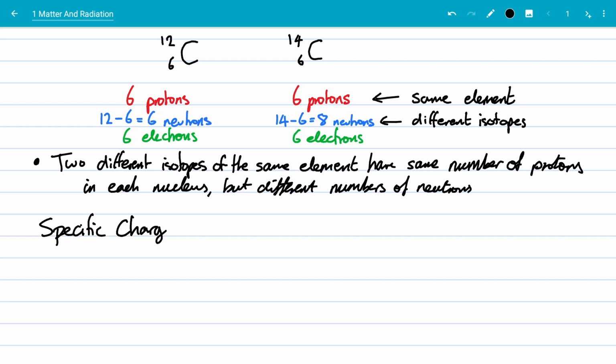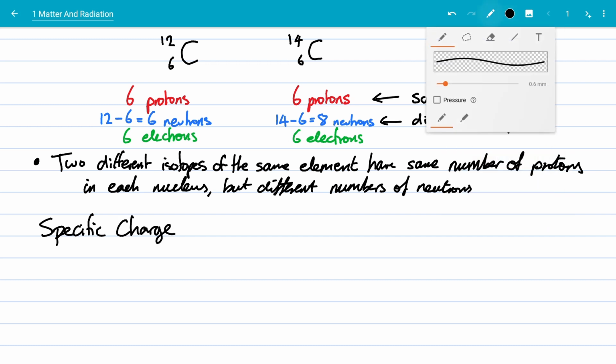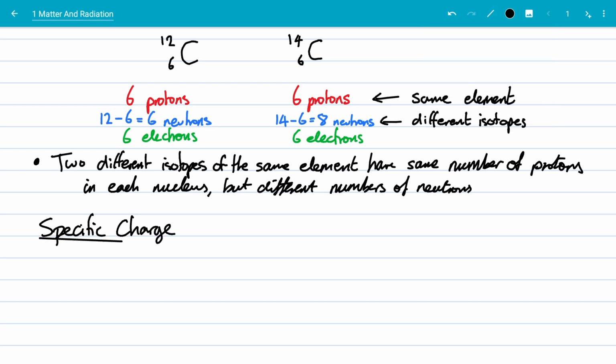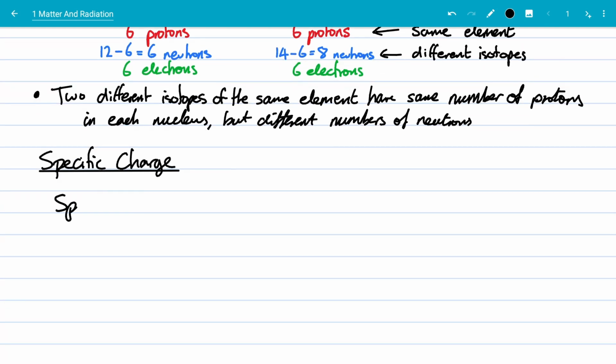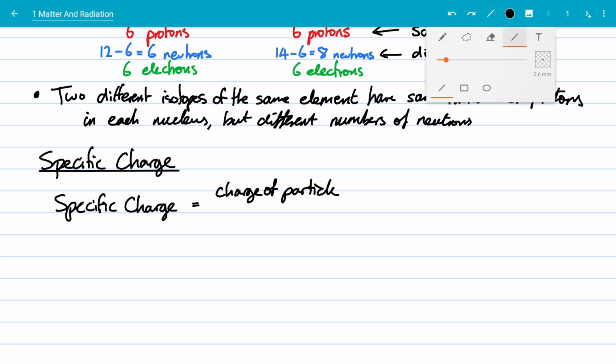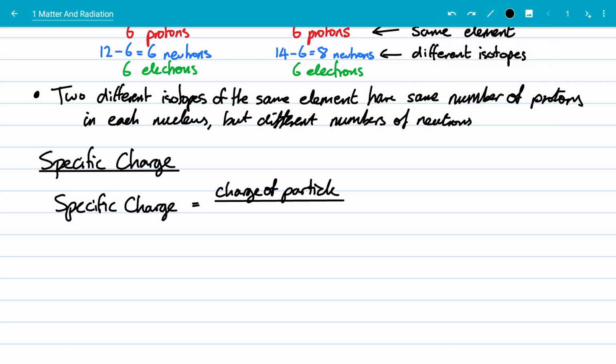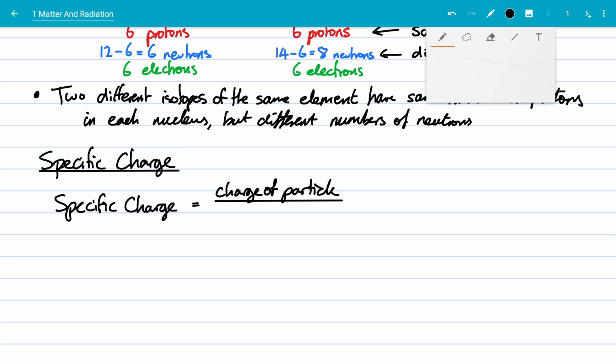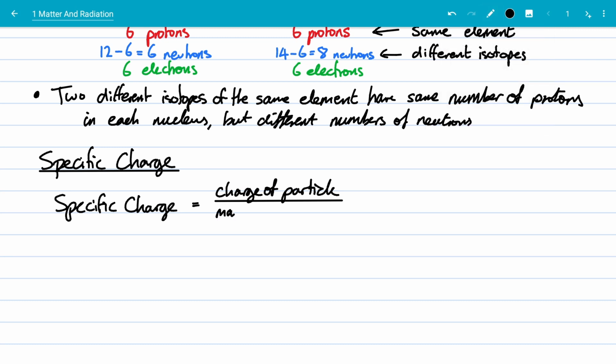Now, specific charge is useful, especially later on. At the moment, you're going to wonder, why are we bothering with it? But go with it. Specific charge is going to appear again later in your A-level course. Specific charge, and we don't have a nice symbol for this at A-level. I'm sorry, we just don't. Is the charge of a particle, and that could be any particle you like, ion or electron, proton, or even more exotic particles that you're going to learn about in this course, divided by the mass of the particle.